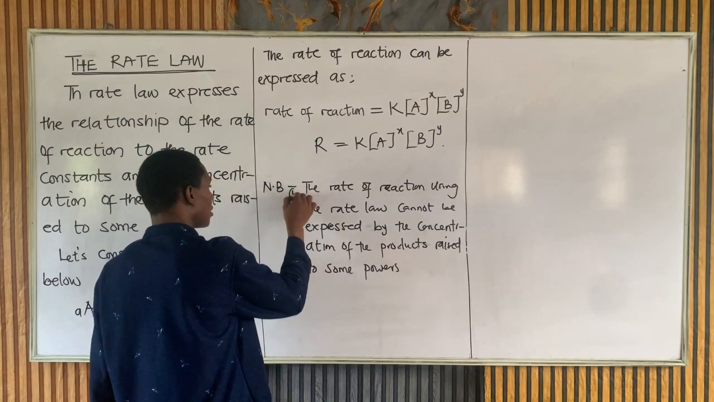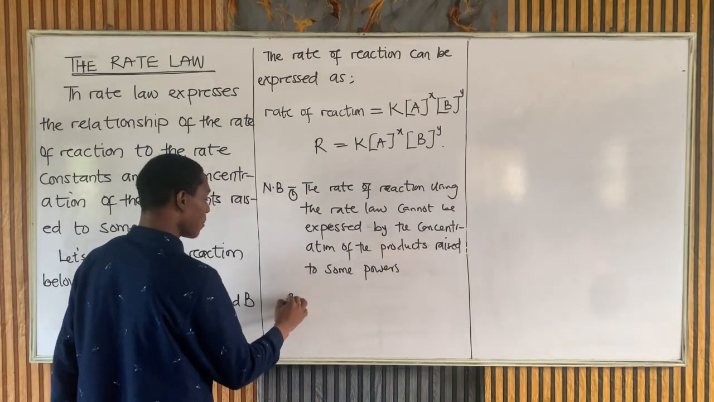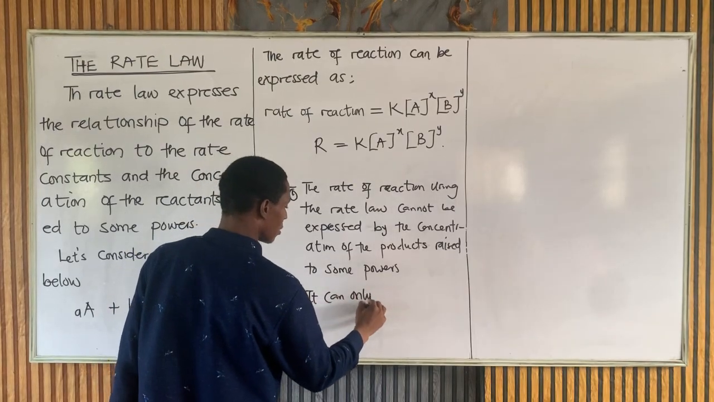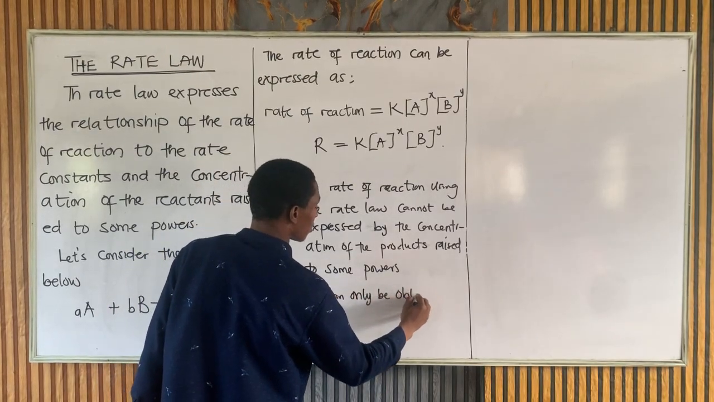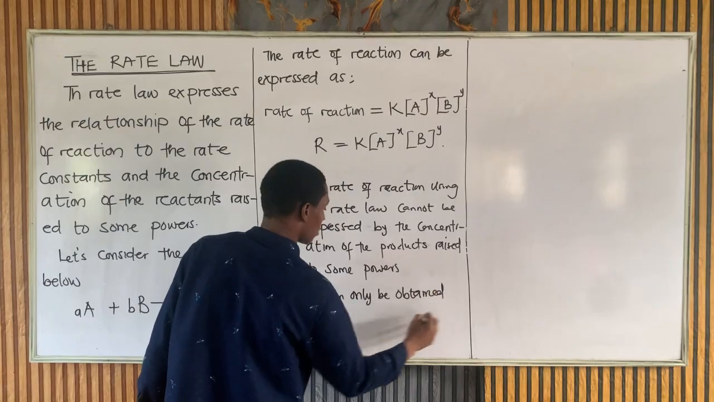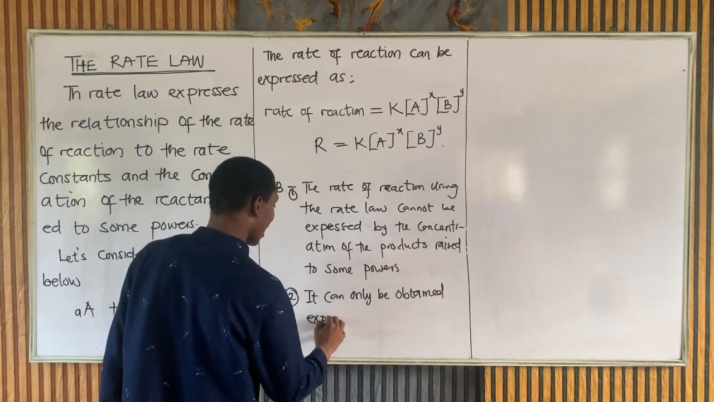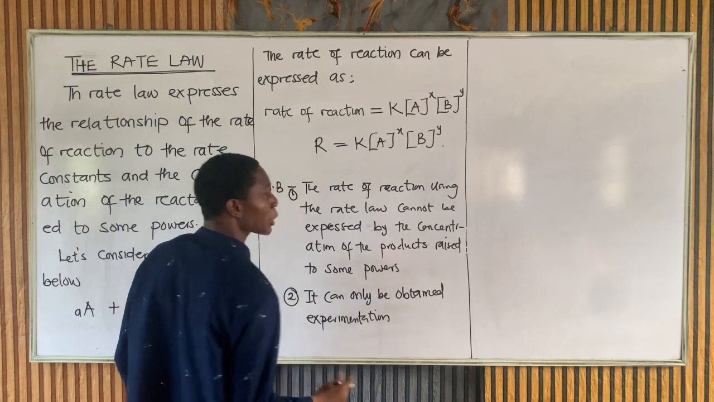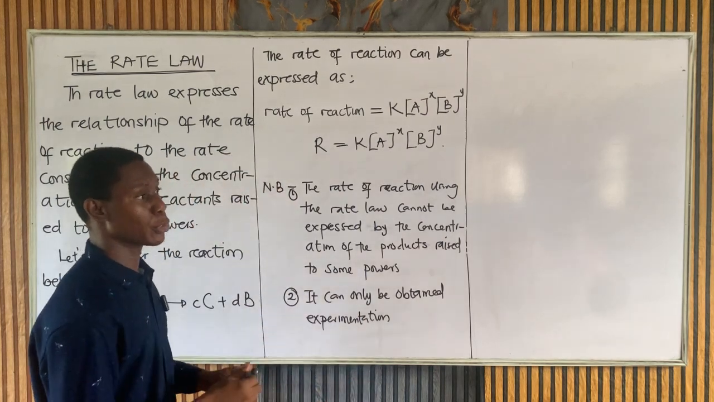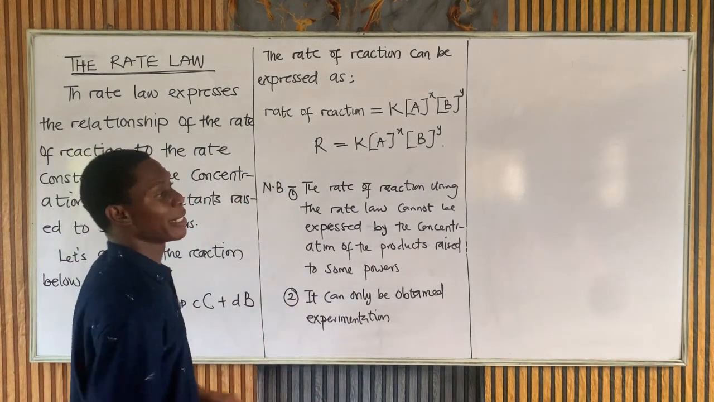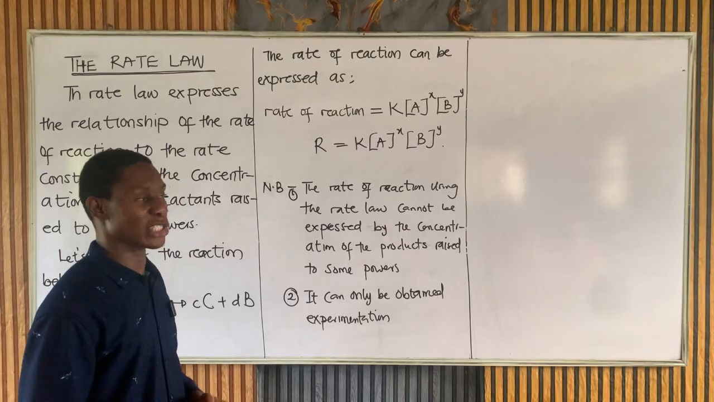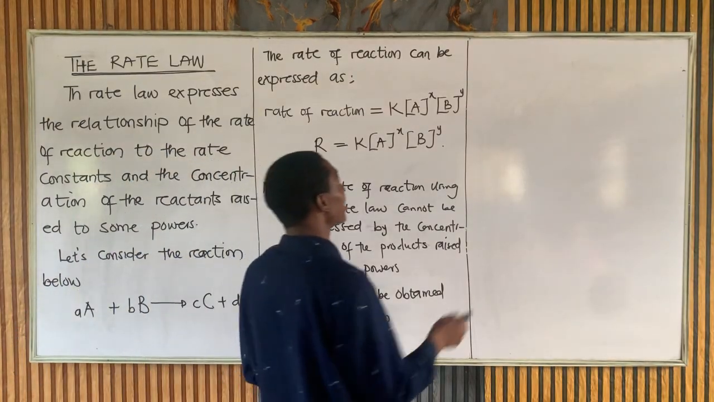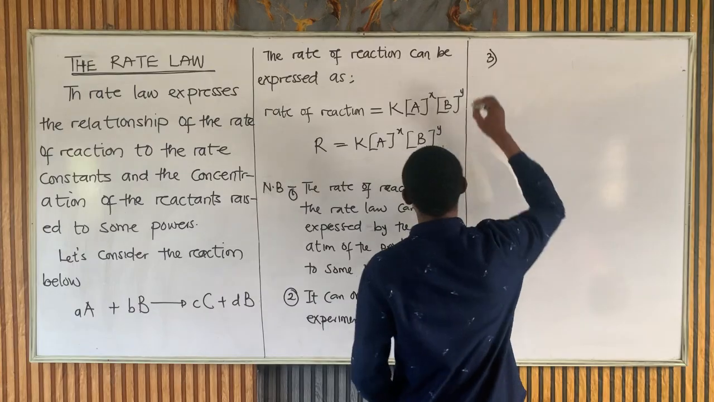Another thing to note is that it can only be obtained experimentally. So you can't get the rate equation just by theoretical method. You must carry out experiments on a particular reaction before you get the rate law for that reaction.